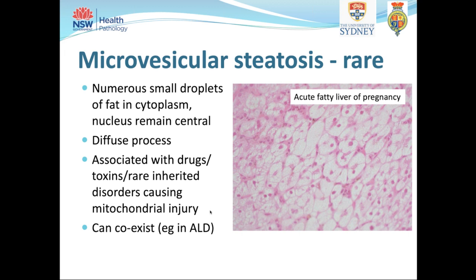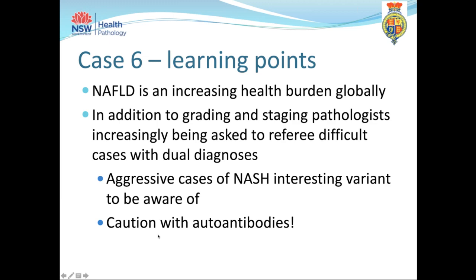Just a final comment on fat in the liver is that microvesicular steatosis is different from small droplet fat. It is in fact in itself a very rare diagnosis in which you see numerous small droplets of fat in the cytoplasm with a central nucleus. And this is an example here from a case we had a few years back of a woman with acute fatty liver of pregnancy. It's a diffuse process, and it's associated with drugs, toxins, and some rare inherited disorders causing mitochondrial injury. But it can coexist in alcoholic liver disease in small amounts.